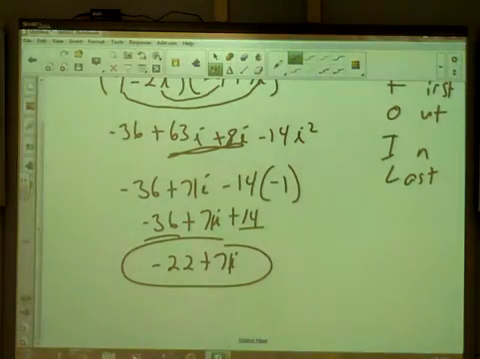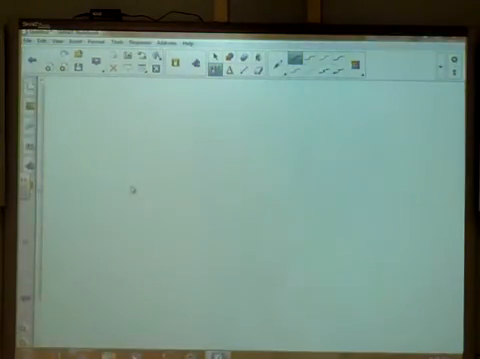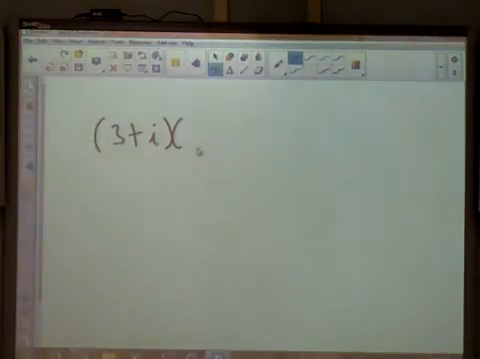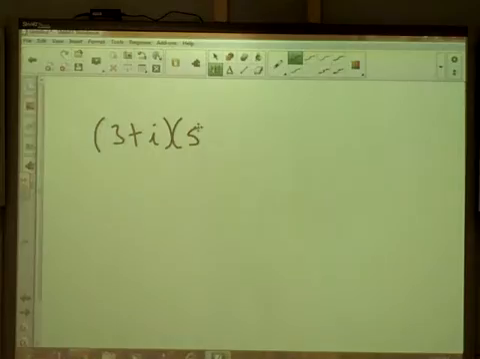All right, let me let you try multiplying two binomials. This one says 3 plus i times 5 minus i. See if you can do that.